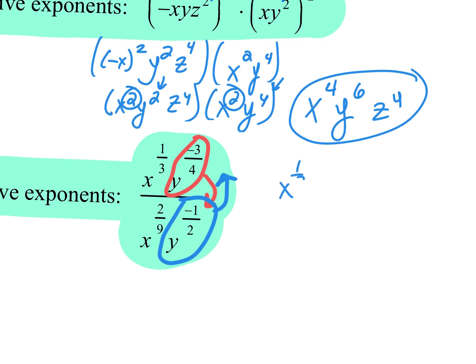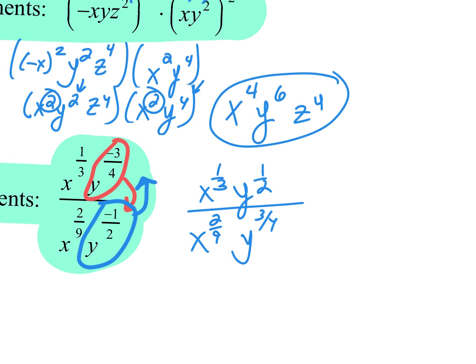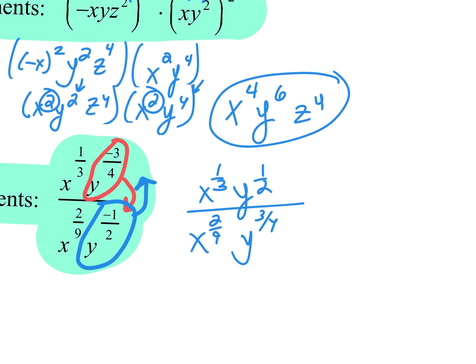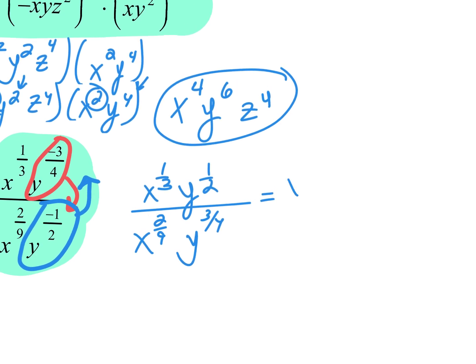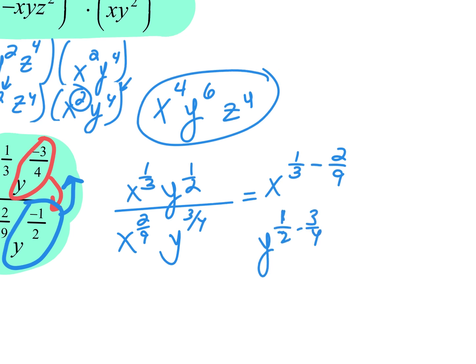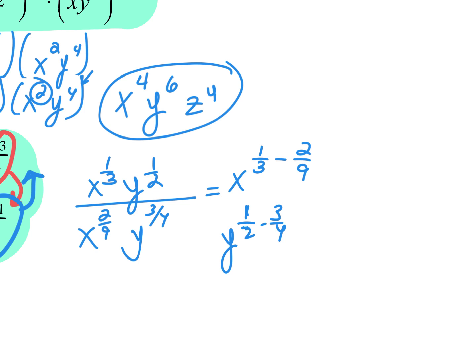So I have x to the 1/3, y to the 1/2, over x to the 2/9, y to the 3/4. Everybody with me? You guys agree? Okay. So now if we have the same bases, y'all, and we are dividing, what do we do to our exponents? Subtract. So I'm going to rewrite. I have x to the 1/3 minus 2/9. And just down here, I'm going to say y to the 1/2 minus 3/4. How do we subtract fractions?